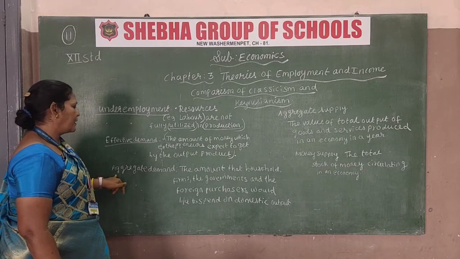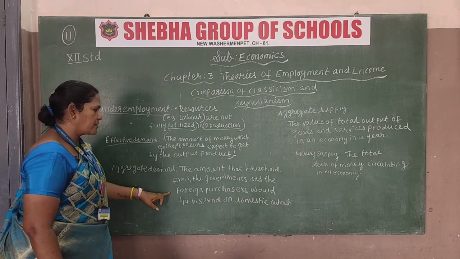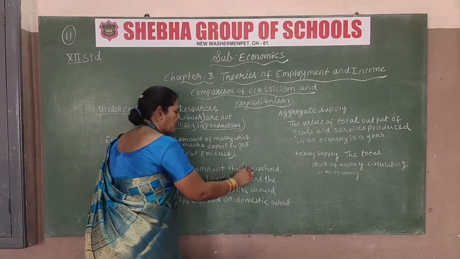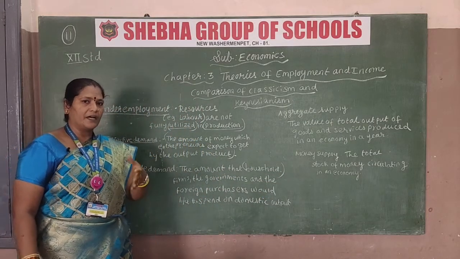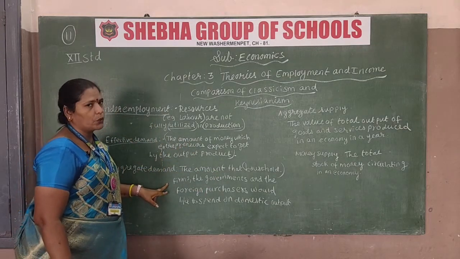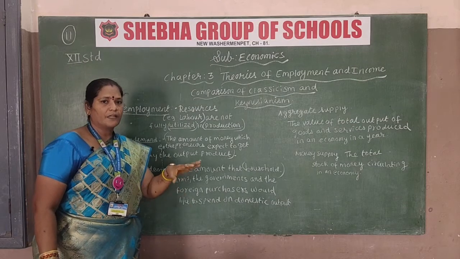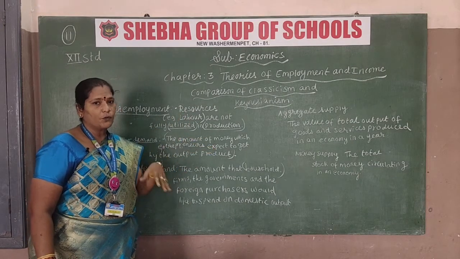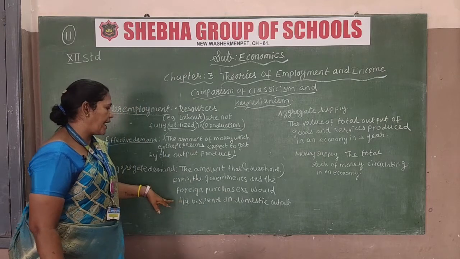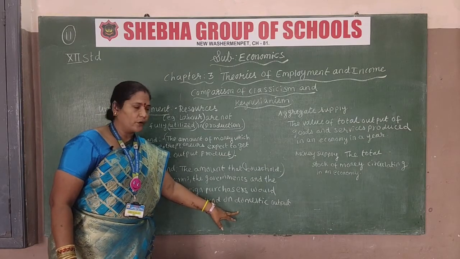Now aggregate demand. What is aggregate demand? The amount that households, firms, the government and the foreign purchase would like to spend on domestic output. Households means whatever we use in the houses, maybe the vessels, maybe the provisions, that everything comes in the household. Firms means the investment in the industries. Then the government and the foreign purchases. Whatever we produce here, they purchase from our places through import and export, as I explained. So all these would like to spend on the domestic output only.